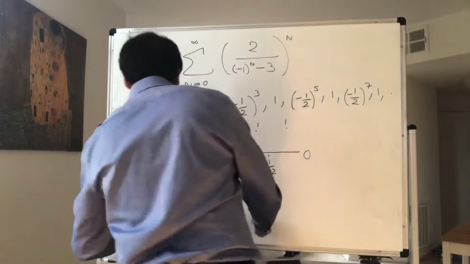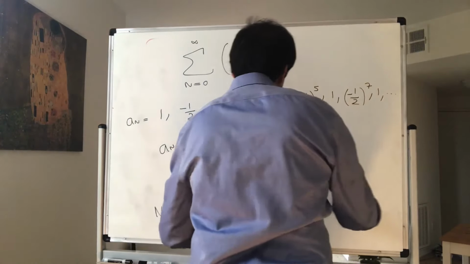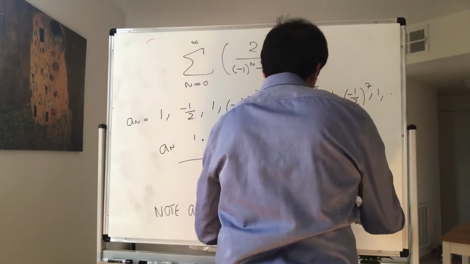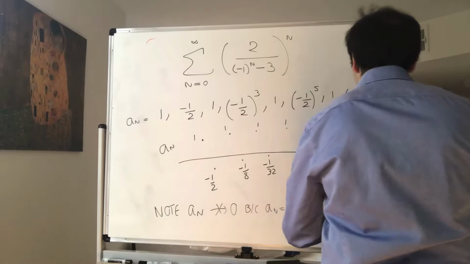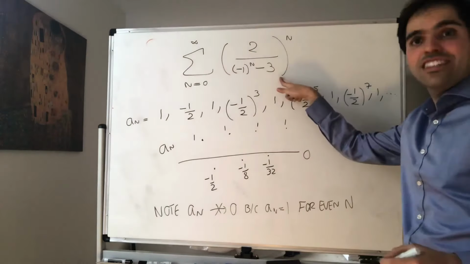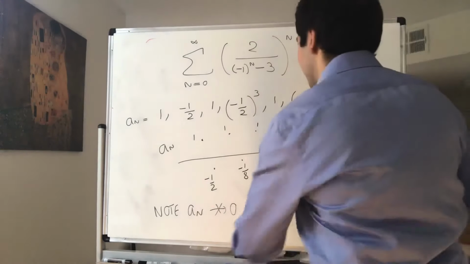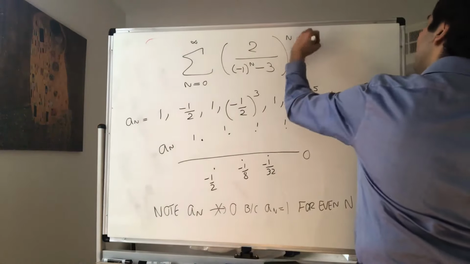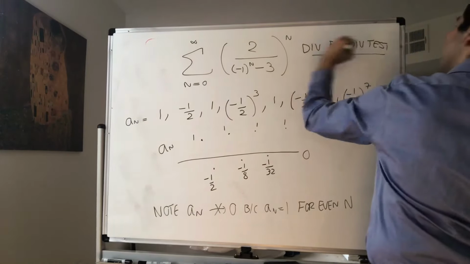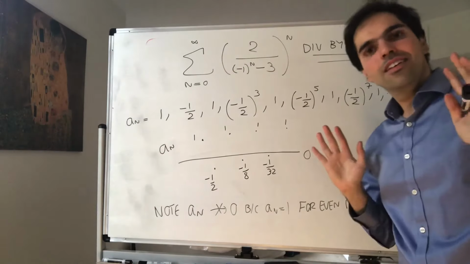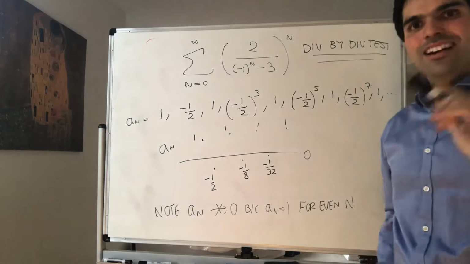So note, a_n doesn't converge to zero because a_n equals 1 for even n. And therefore, since the sequence itself doesn't converge to zero, the series diverges by the divergence test. So kind of cool. Even though there's an nth power, the root test doesn't always apply. All right, thank you very much.